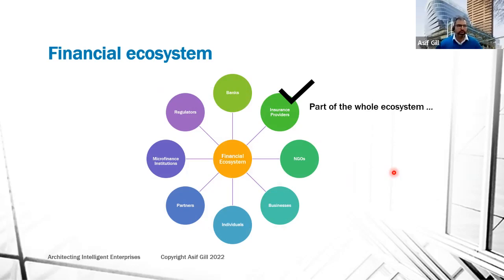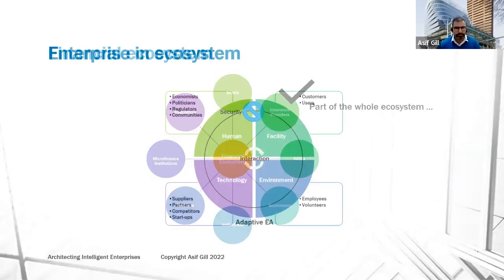So all these things require more ecosystem thinking rather than just the internal one unit or one single enterprise thinking. So here, that insurance organization is an insurance provider, but then there are NGOs, businesses, individual partners, regulators, the government as well. They come into play, who they interact with as well. So before we architect our enterprise, we need to consider it as a part of the whole ecosystem rather than considering it in isolation.